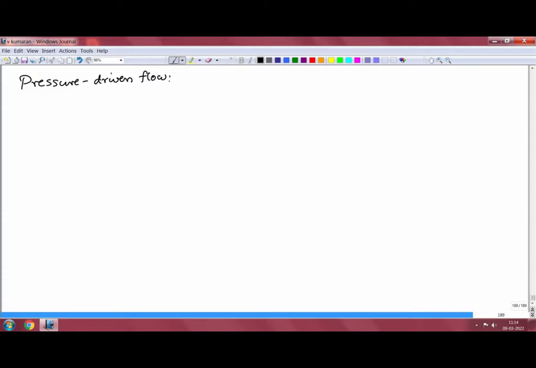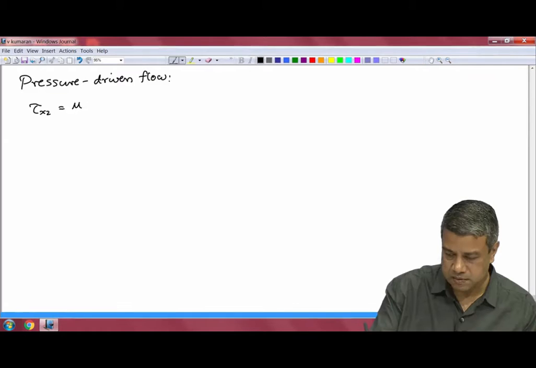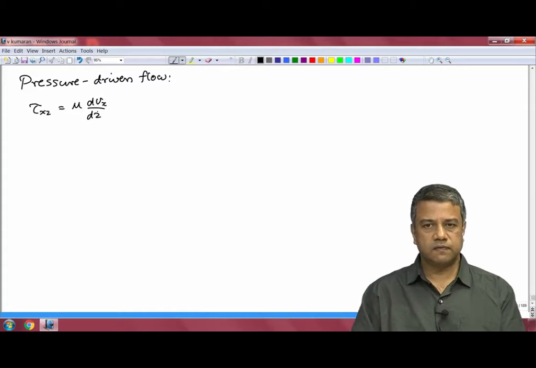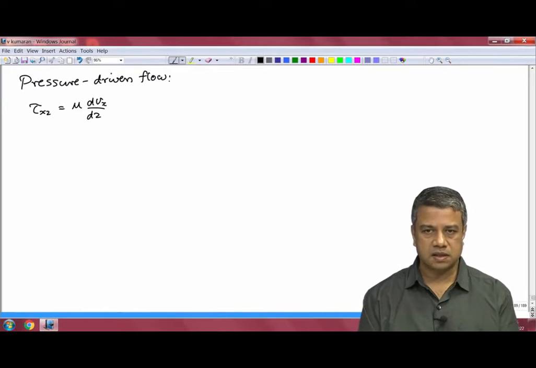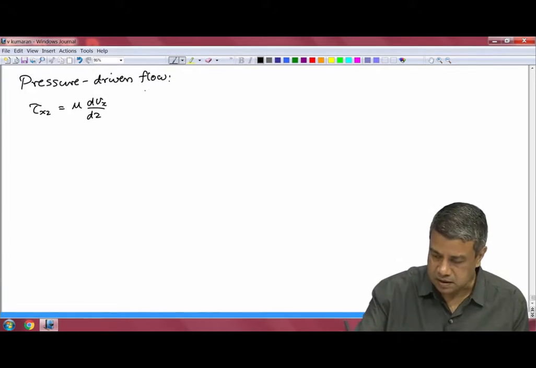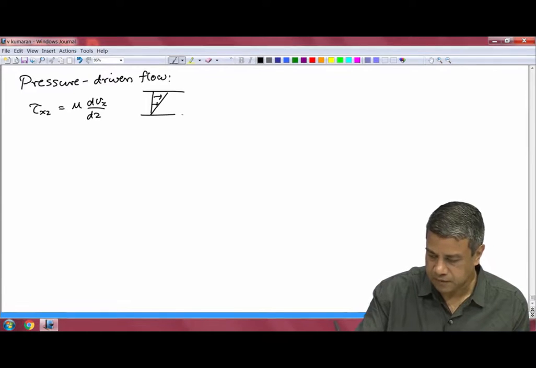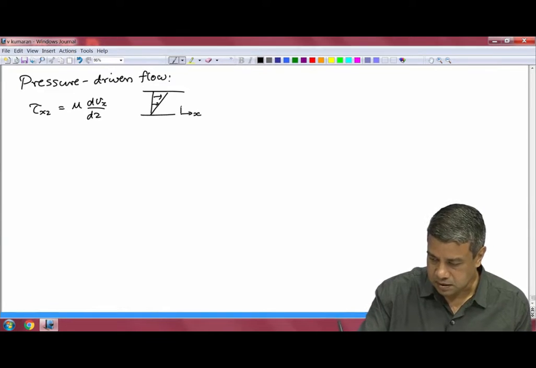So far in our discussion, we have defined the shear stress tau x z, say, as mu times dVx by dz for a flow in which the velocity is in the x direction and the velocity gradient is in the z direction. So, for example, for a flow of this kind where this is x and this is z.